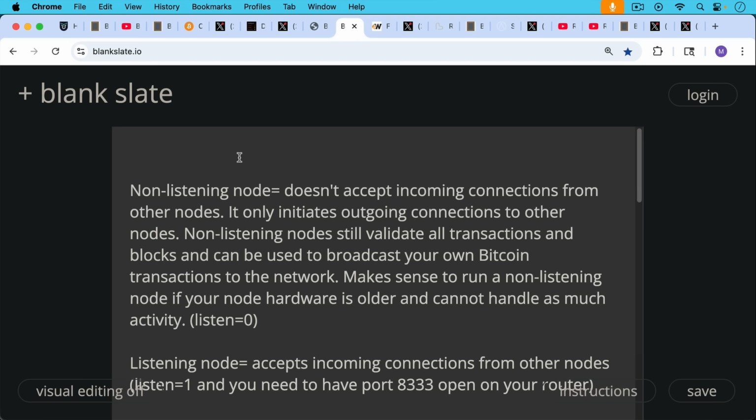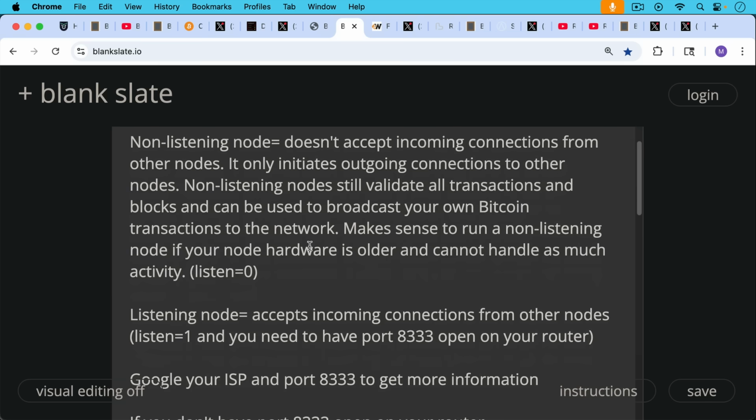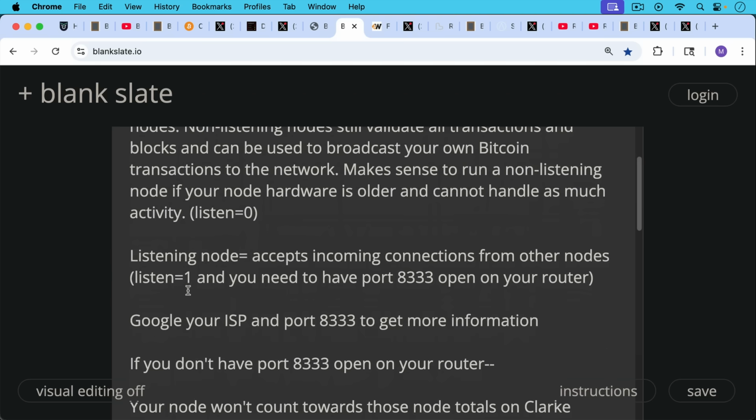If you look inside of Core or Knots, there's a setting. This would be the setting listen equals zero. I'm going to show you how to check this on Start9 and Umbrel as well. So that's non-listening nodes. They do not accept incoming connections from other nodes. A listening node, as you would expect, is the exact opposite. These do accept incoming connections from other nodes. And in this case, you have to have listen set to one. And then you also need to have port 8333 open on your router.